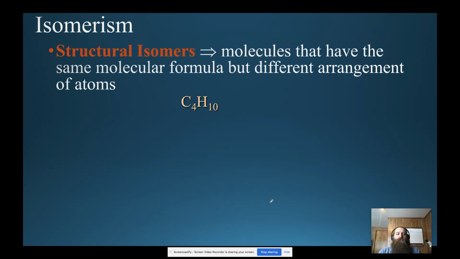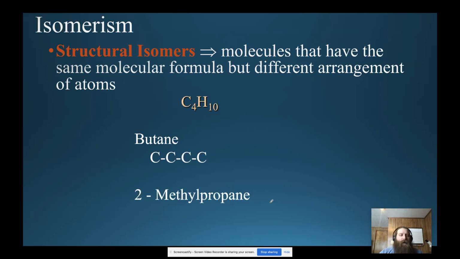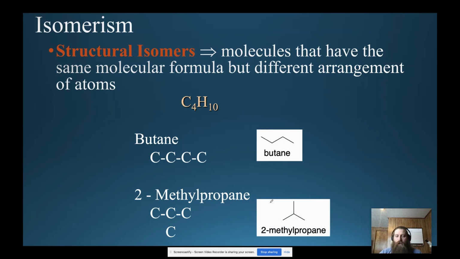Well, here's C4H10, which is butane. We know it's got 4 carbons in a row. It has the exact same formula, C4H10, as 2-methylpropane does, right? So let's make sure that we see that. So 1, 2, 3, 4 carbons. It's an alkane, so we're 2N plus 2. C4, H 2 times 4 plus 2 is C4H10.